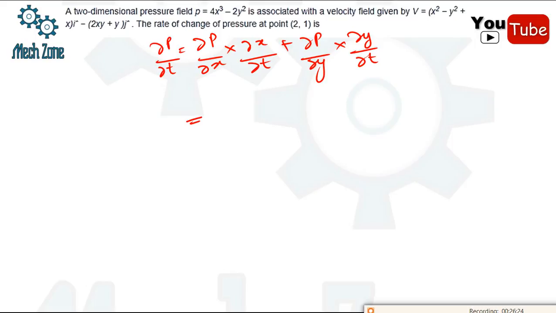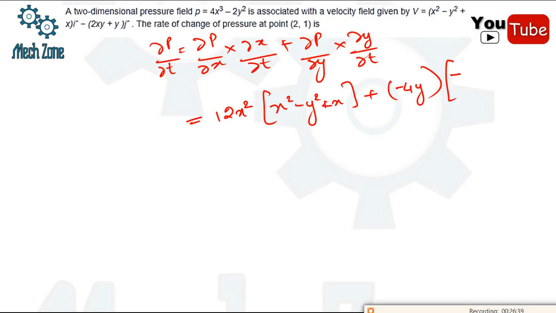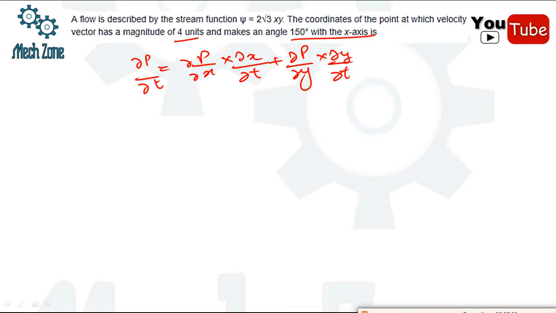So keeping the values, we have 12x square multiplied by (x square minus y square plus x), plus minus 4y multiplied by minus (2xy plus y). So the rate of change of pressure at the point (2, 1) can be simply calculated. If we keep x equal to 2 and y equal to 1, then we will obtain the values.